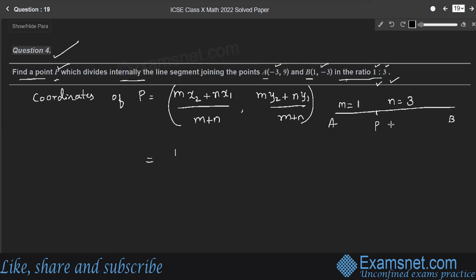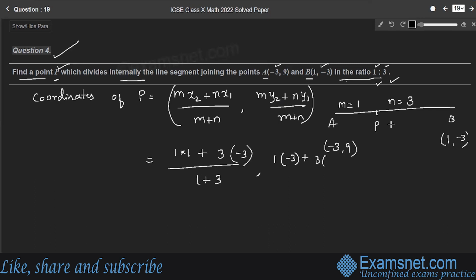m x2, m is 1, x2 is the x coordinate of point B, which is 1. So 1 into 1 plus n is 3, right? n into x1, x1 is the x coordinate of point A, which is -3. So 3 into -3 divided by m plus n. And the y coordinate is m y2. So y2 is 1 into -3 plus n is 3, y1 is 9, divided by m plus n.